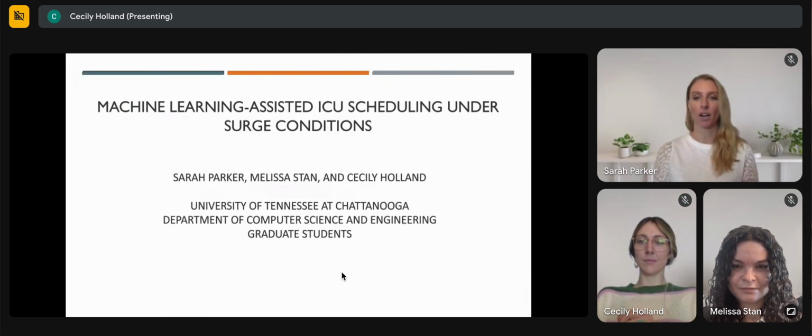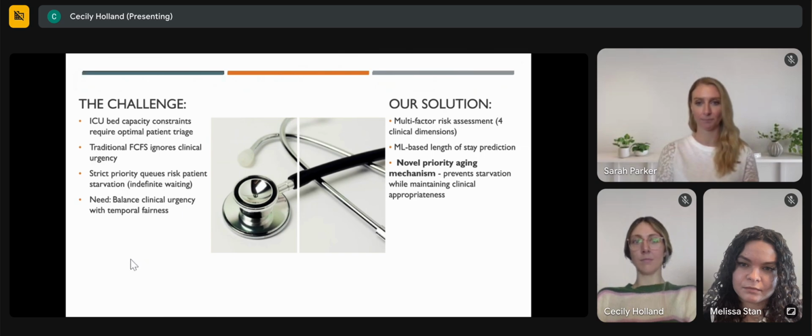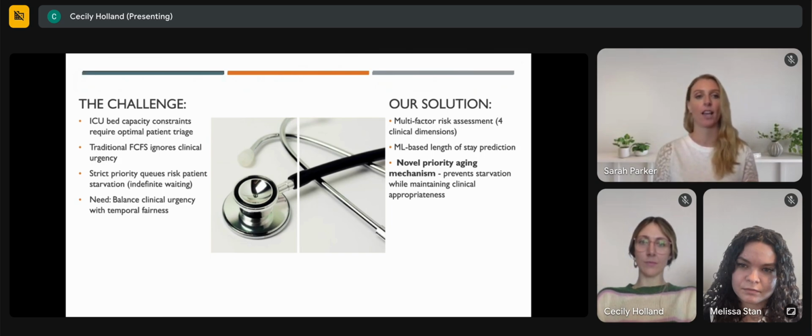We are tackling the issue of patients waiting in the emergency department for long periods of time while waiting for an ICU bed. And we created a novel scheduling algorithm using machine learning assisted scheduling. So the challenge is that ICU patients come into the ER, they are determined to need an ICU bed, and then they wait. And it's a traditional first come, first serve priority, or first come, first serve queue.